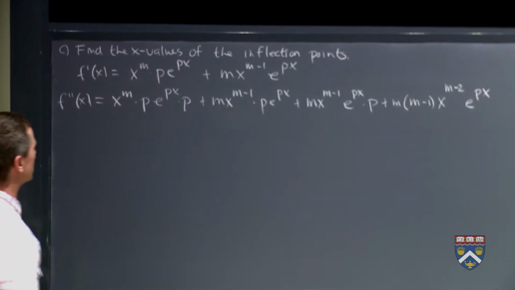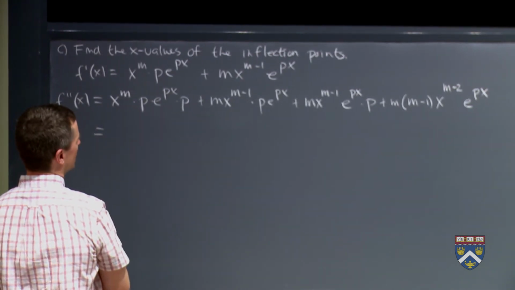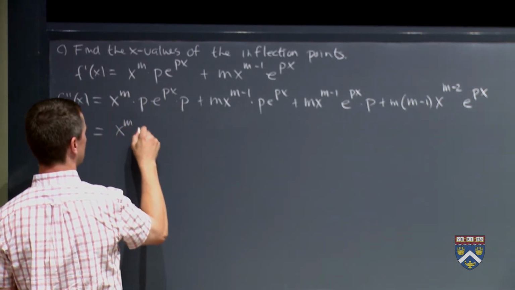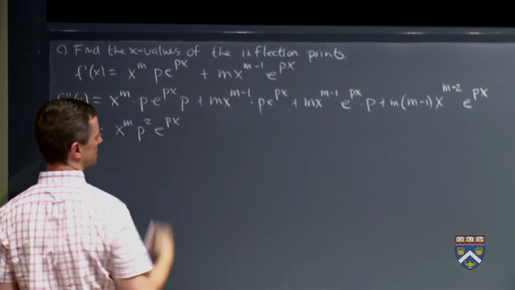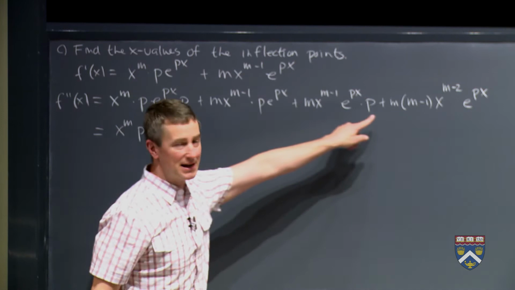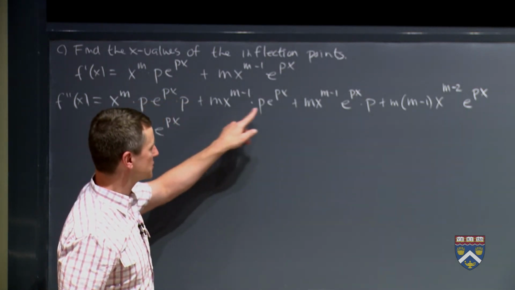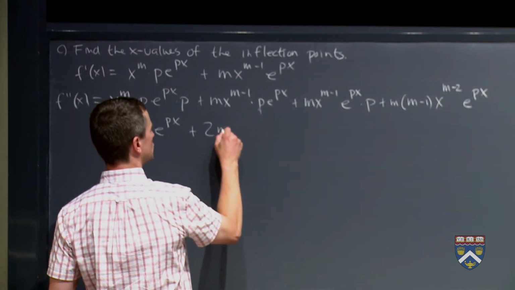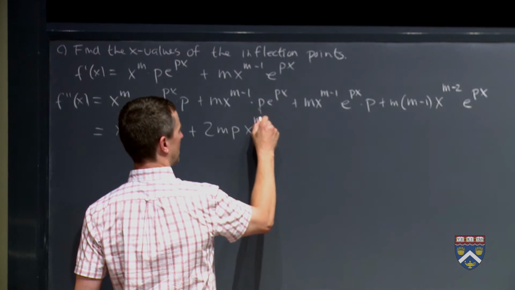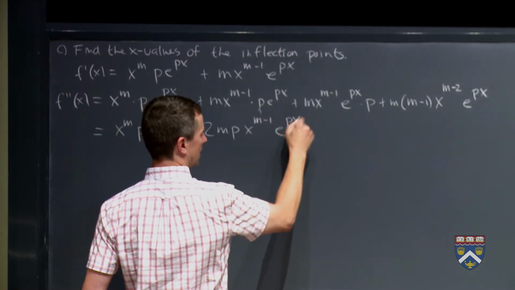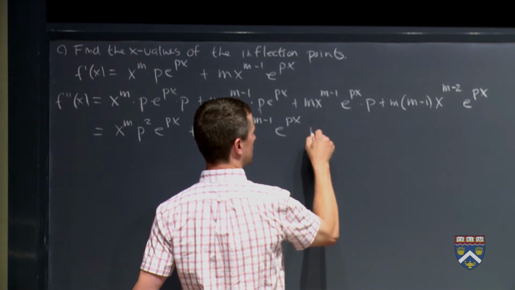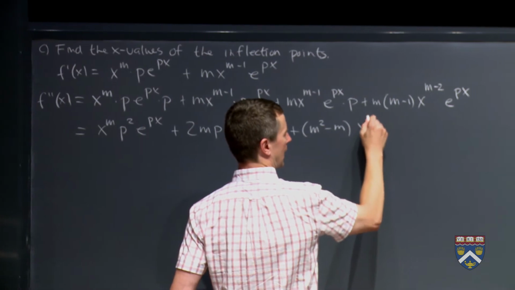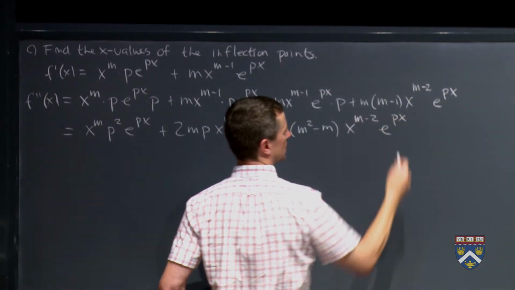Let's see if we can simplify this a little bit. This is x to the m and a p squared here. So x to the m, p squared, e to the px. You'll notice that these two middle terms are actually the same. They both have mx to the m minus 1 and e to the px and a p. So I can just combine them into one and call it 2mp x to the m minus 1 e to the px. And then my final term over here, I can call it m squared minus m by multiplying those two terms together. X to the m minus 2 e to the px.